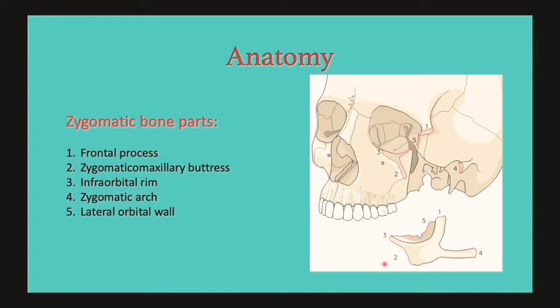The zygomatic bone is a pyramidal-shaped bone that consists of five parts: the frontal process, zygomatic maxillary buttress, infraorbital rim, zygomatic arch, and lateral orbital wall.